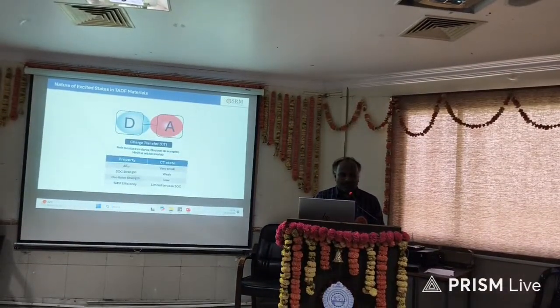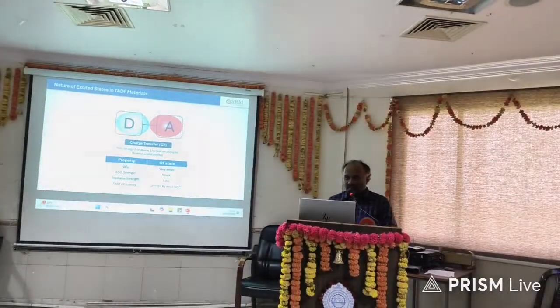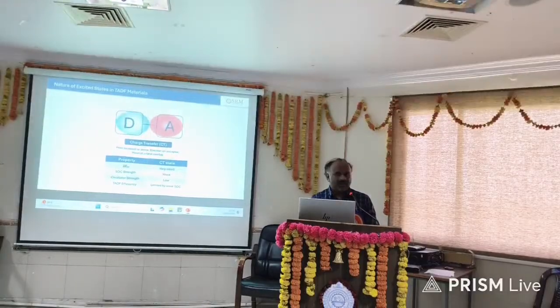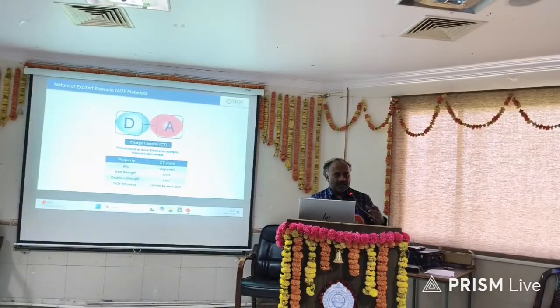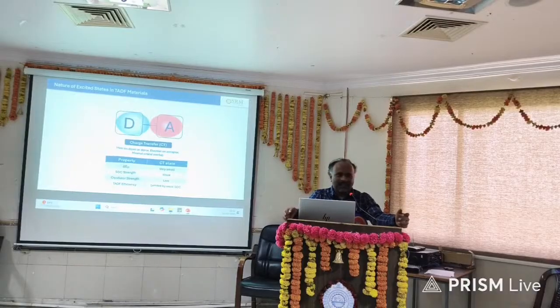So this is the system. We take the molecules, something called donor and acceptor. That means these are not the money donors or money acceptors. These are electron donors and acceptors. For example, if I want to say a simple thing, benzene is there. Benzene is electron donor acceptor.